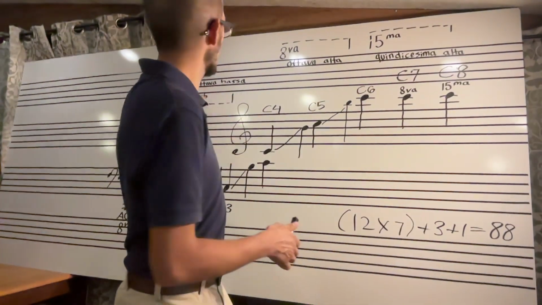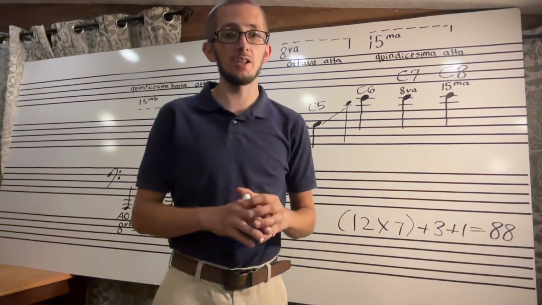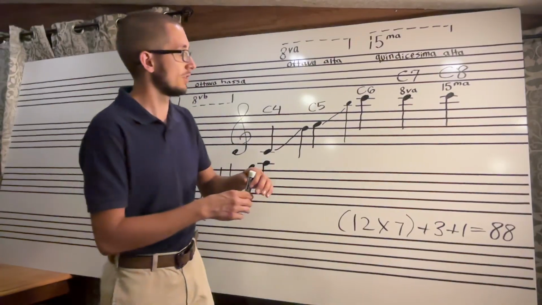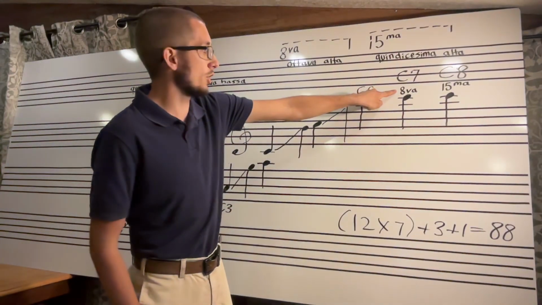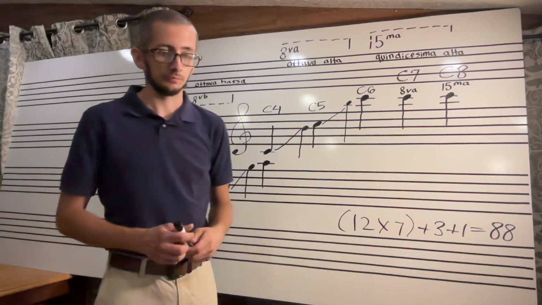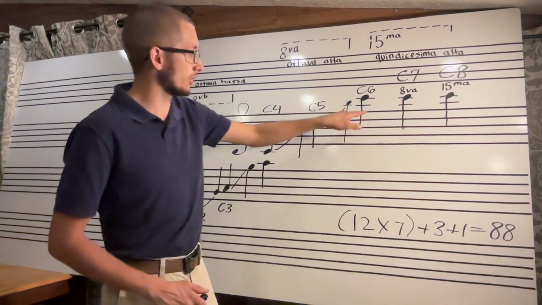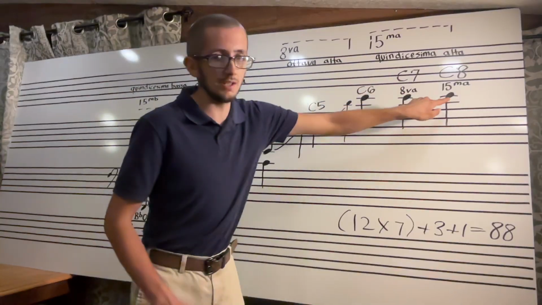The reason we have these symbols is to prevent a bunch of ledger lines. So if you notice right here, on C7, I have an ottava alta written. Because you may be looking at this diagram and you're like, well, all these are the same C.